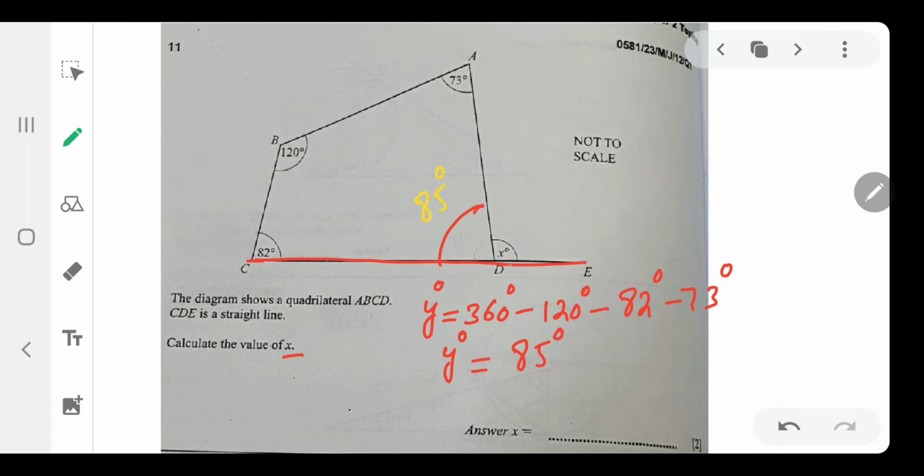So, what will be the value of x? Because for angles on a straight line, their sum must be equal to 180. So, we can write x degrees plus 85 degrees, their sum must be equal to 180 degrees. What will be the value of x here? The value of x is 95 degrees. After subtracting 85 from 180, we get the value of x, which is 95, our required result.